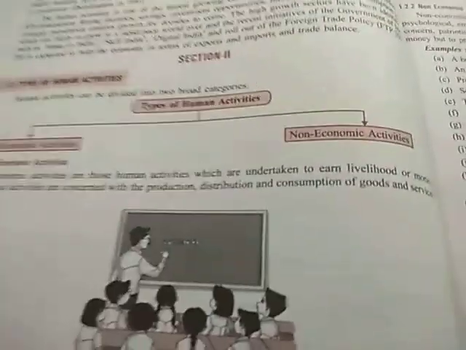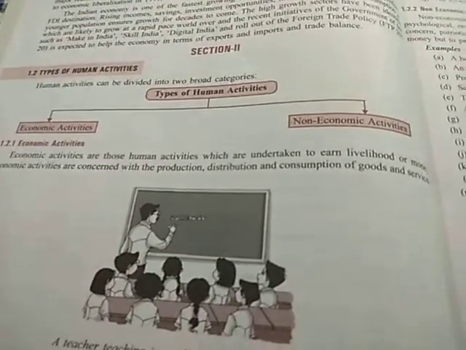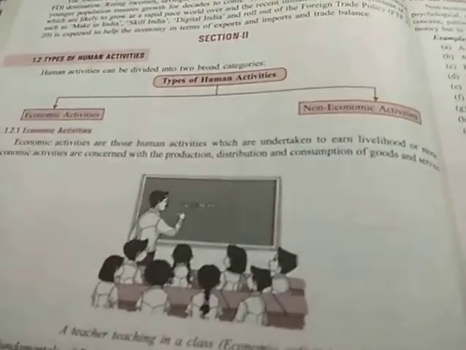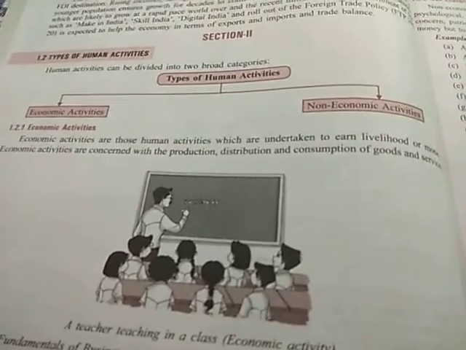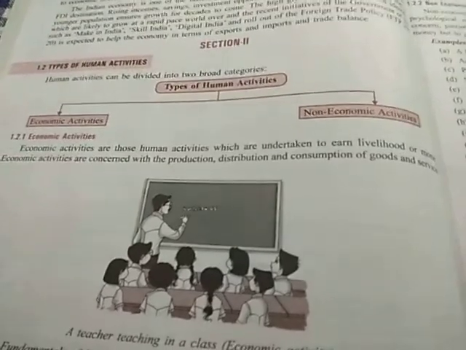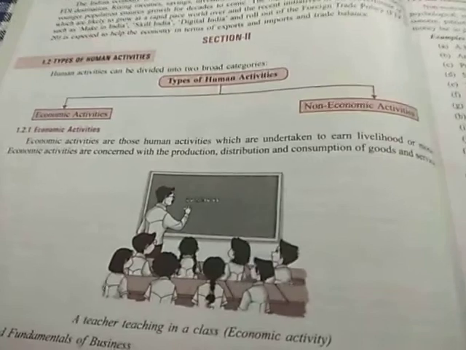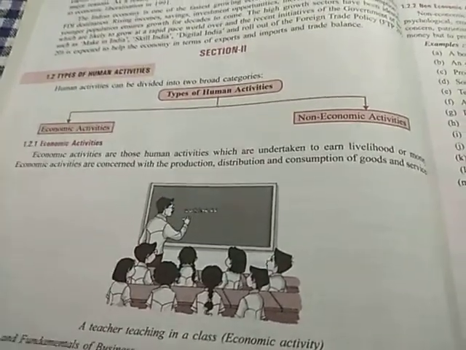So what does it mean? Economic activities are those activities that are undertaken to earn livelihood or money. These are the activities that are concerned with production, distribution and consumption of goods and services. Wherever we produce, distribute or consume goods or services, these are concerned with economic activities. And economic activity is undertaken to earn money or earn a living.